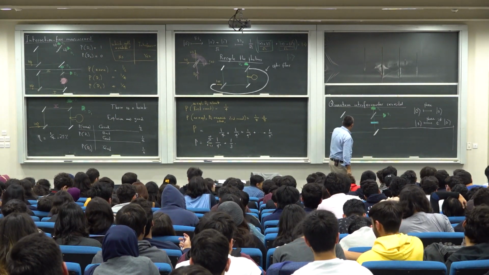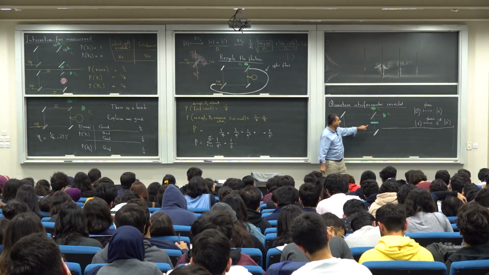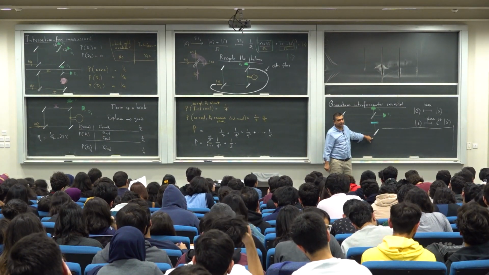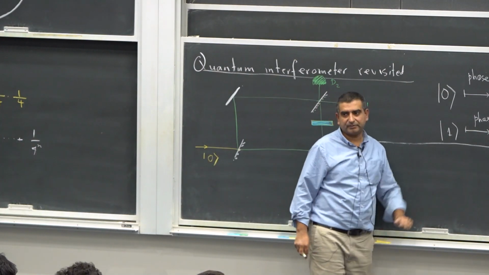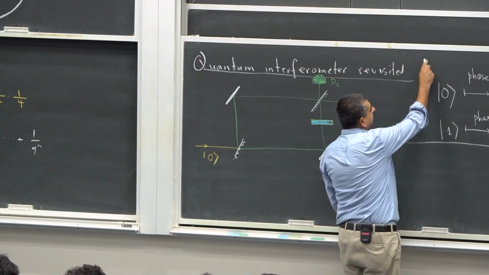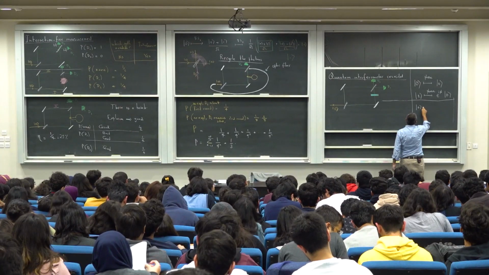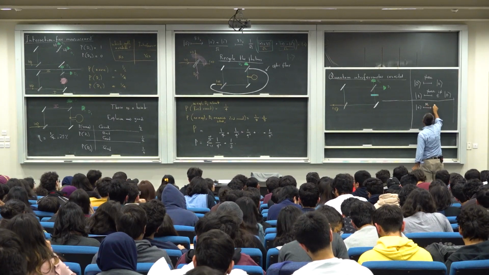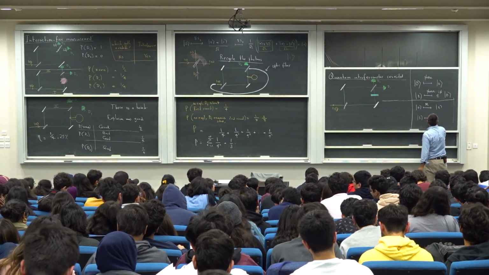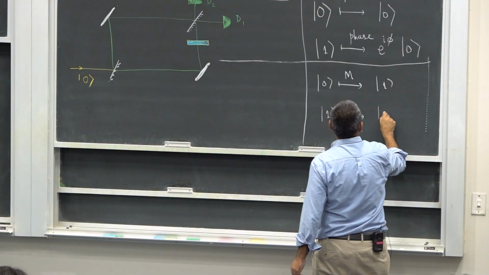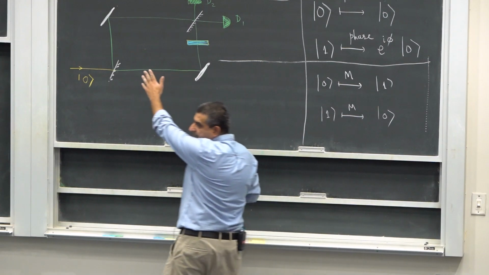So you're inputting a state ket 0, you know what the beam splitter does, you know what the phase plate does, you know what the mirror does. So this is the action of the phase plate. Let me rewind and tell you what the mirror does. A mirror interconverts ket 1 and ket 0. This is what the mirror does. And any beam splitter does the following.